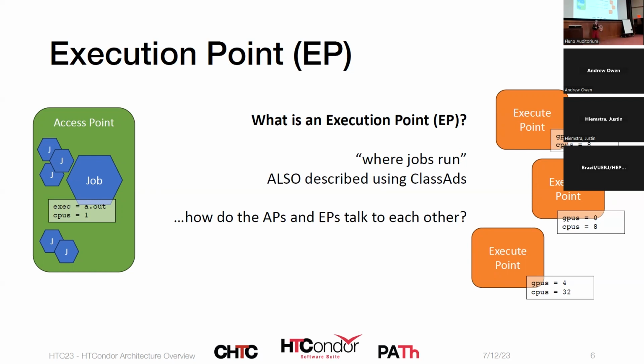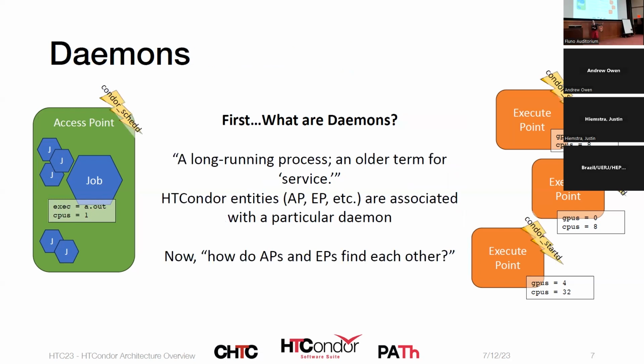How does this happen? Well, pause. First, we're going to talk about daemons. What are they? From the manual, it describes them as a long-running process, an older term for service. The entities that I've just described, the access point and the execute point, have associated daemons: the Condor schedD for the access point, the Condor startD for an execute point. You'll hear these terms in talks today, and they come up when we're talking about HTCondor and how it works.